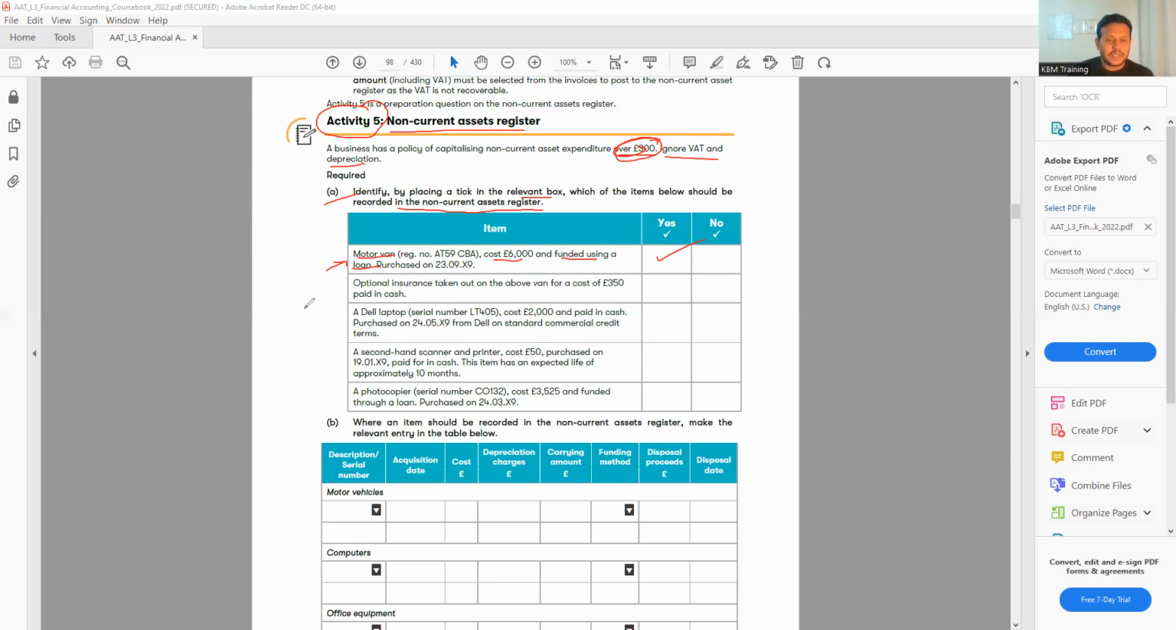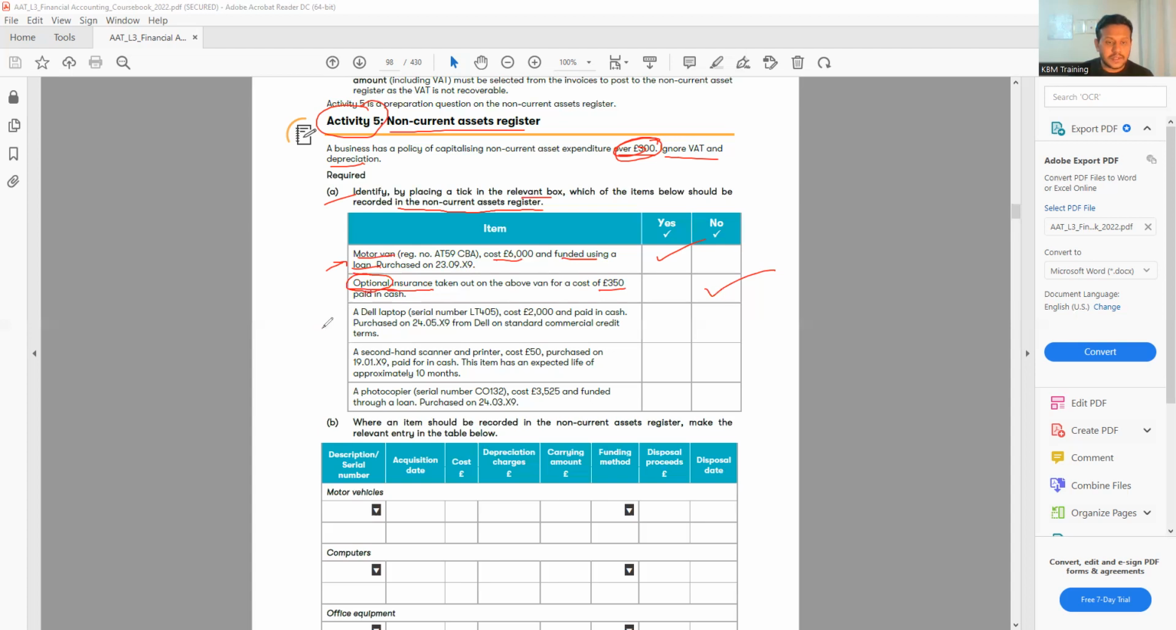The next one we have here: optional insurance taken out on the above van for cost 350 paid in cash. Remember that insurance is not a capital expenditure. Insurance is not an asset. And insurance is not part of the asset because insurance can be taken or not taken. It's optional, it's not mandatory. So if the insurance is not mandatory, that means without insurance, I can still have the motor van or the asset. So for that reason, I cannot capitalize it or add the insurance as a part of the cost. So I don't have to record it. So no, I'm not going to record the insurance on the non-current asset register.